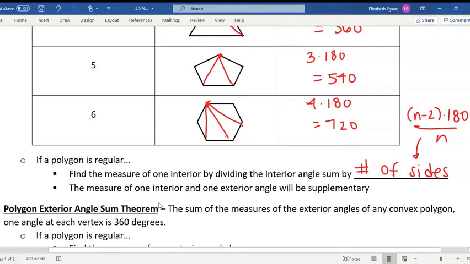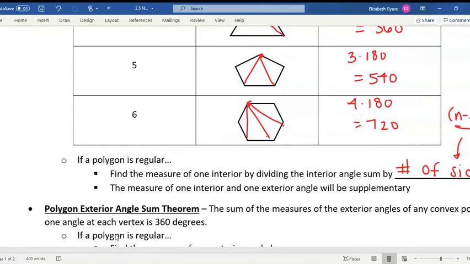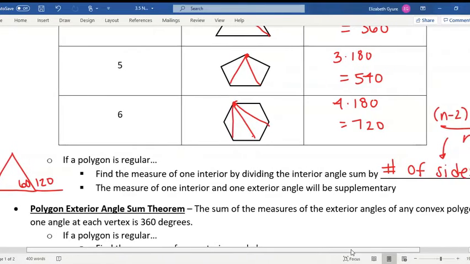Another thing is that the measure of one interior angle and one exterior angle will be supplementary in this situation. So imagine you had an equilateral, equiangular triangle. All your interior angles are 60 degrees, and if you draw your auxiliary line off that, what that does is it creates a linear pair. So if the interior angle is 60, the exterior angle must be 120, which would mean they are supplementary, and that'll hold for every shape as long as it is regular.